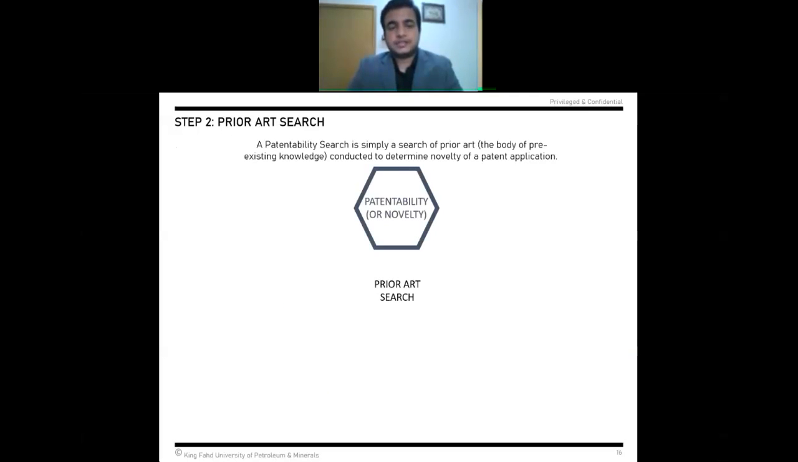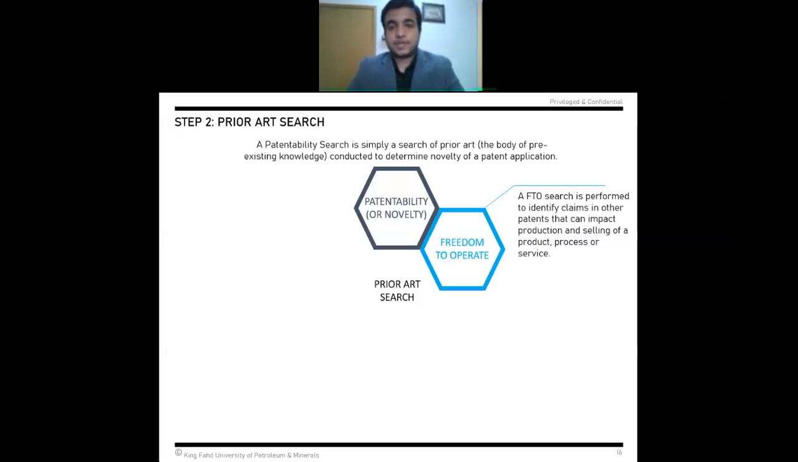These are some details of prior art search. There are different kinds of prior art search that you can do. Patentability or novelty search, which is done mainly to make sure that there is no prior art for the invention and a patent can be filed. The second type of prior art search is freedom to operate. This type of search is done to see if a product can be created, manufactured or commercialized without infringing other patents. So this is a freedom to operate search.